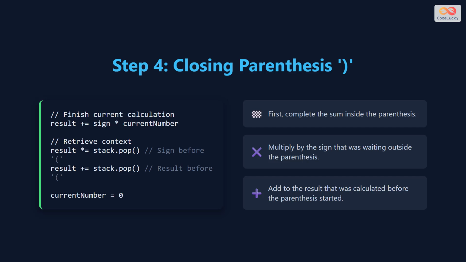When we see a closing parenthesis, the sub-expression is done. First, we add the last number to our local result. Then, we pop from the stack. We multiply our local result by the sign we pop to handle cases like a negative sign before the parenthesis. Finally, we add the saved result we pop to combine everything back together.